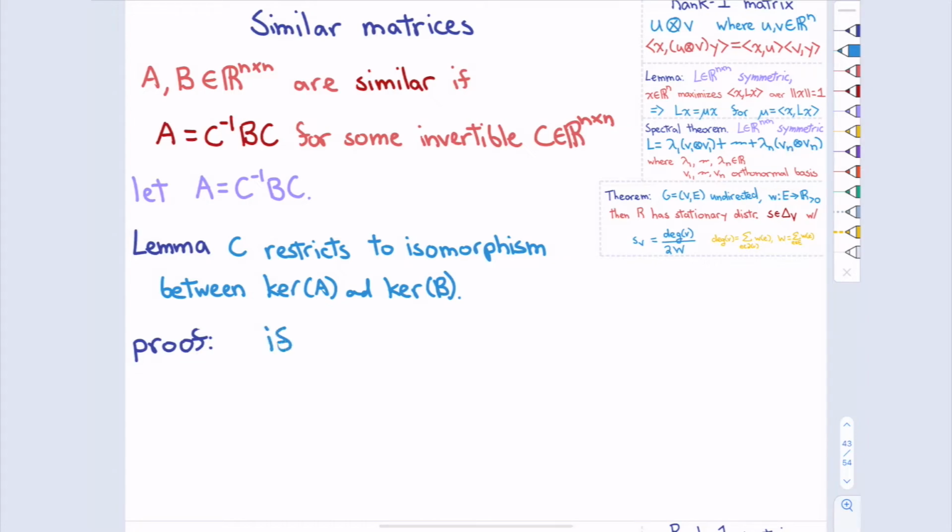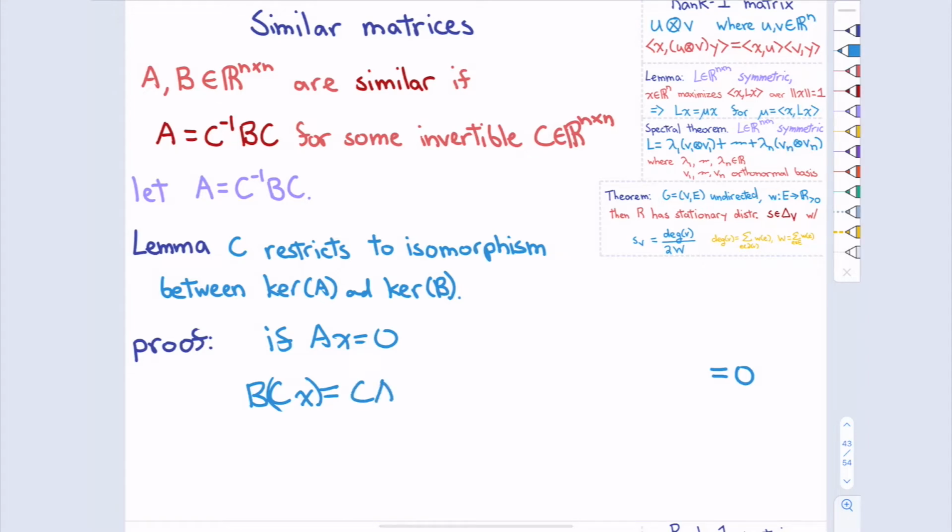So if AX is equal to 0, and then if I look at B, I want to show that this is equal to 0, right? Because that means C is mapping something from the kernel of A to the kernel of B. All right, so what would I do here? Yeah, okay, so what would I plug in?